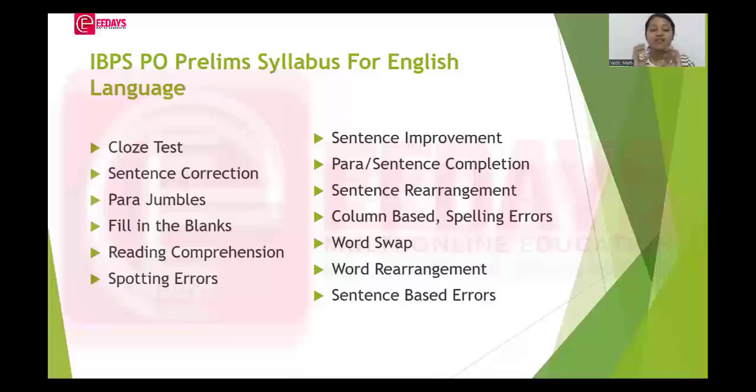And then coming to paragraph or sentence completion, there would be a passage or sentences given which are incomplete. You have to choose any one of the 4 options so that it gives a clear meaning. Then it is column based spelling errors. Sometimes it can be match the following, or sometimes four different spellings are given and you have to choose which is the right one. That's spelling errors.